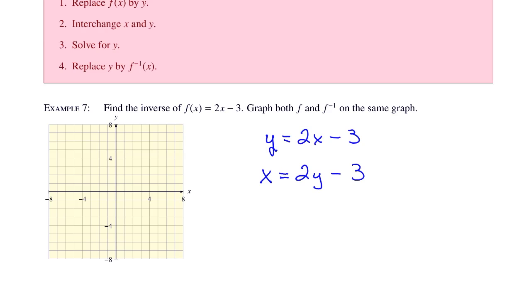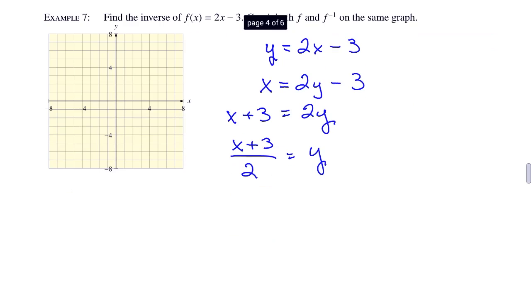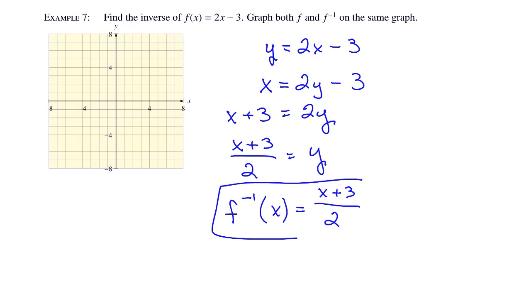Next, solve for this y. So I'm going to move the 3 to the left side. That gives me x plus 3 is equal to 2y. And now, divide by 2. So we get x plus 3 divided by 2 is equal to y. And we want to write that as an inverse function. So f inverse of x is equal to x plus 3 over 2.